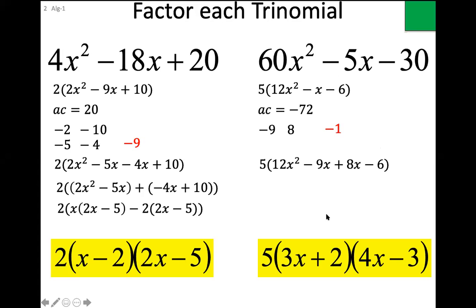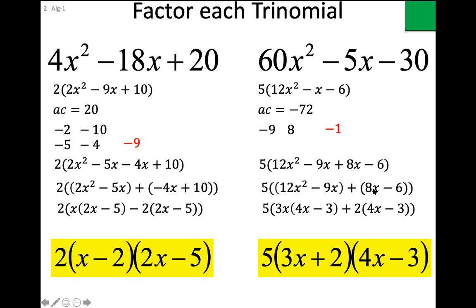Now we put our parentheses. Parentheses around the first 2 terms, parentheses around the last 2 terms. We factor out what's in common. 12 and 9, what's in common between 12 and 9 is a 3. As Julie always says, we'll always be pulling out an x. So we're going to pull out a 3x from the first binomial. On the second one, the only thing that's common is a 2. 8 and 6 would leave me with a 2. So we pull out a 3x from the first one, a 2 out of the second one.